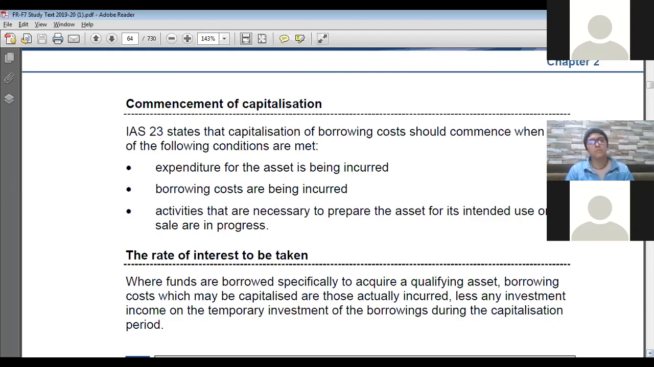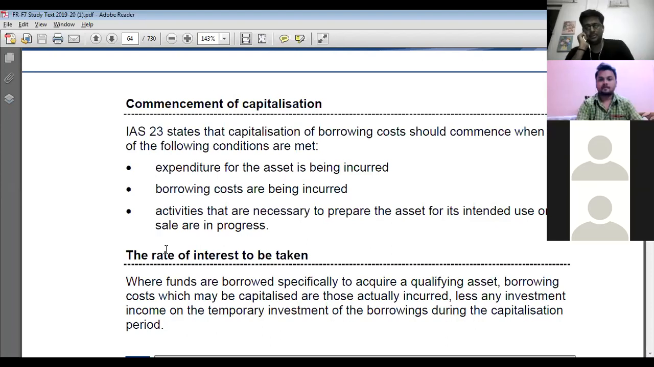Sir, yes. Sir, if we purchase the asset with the intention to sell, then it's inventory, right? That is perfectly fine. Whether it is for the use or sale, that is perfectly fine. But if it is taking substantial period of time, either for the use or for the sale, so for inventory also, it can be added into cost of inventory.